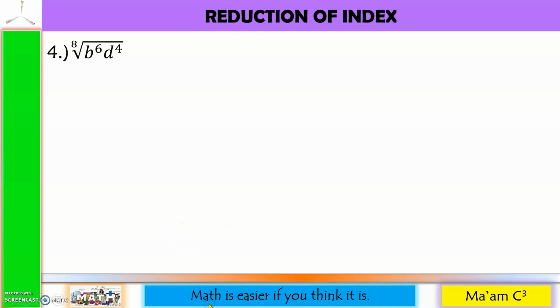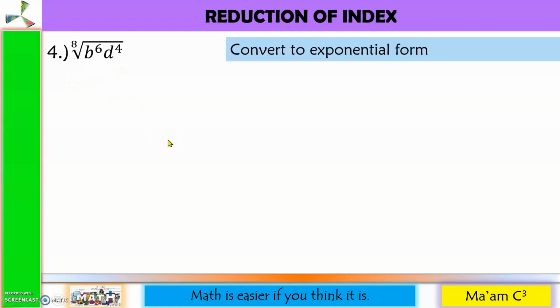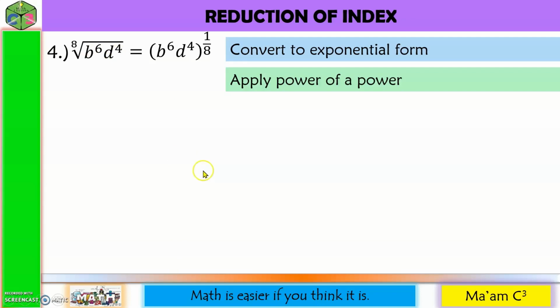Let's have some more. This time, let's have variables. The 8th root of b to the 6th, d to the 4th. So again, first step, let's convert this to exponential form. This will become the quantity b to the 6th, d to the 4th, all raised to 1 over 8. Next, let us apply power of a power. So we're going to multiply the exponents outside and the exponents inside the parentheses. So this will become b raised to 6 over 8, d raised to 4 over 8.